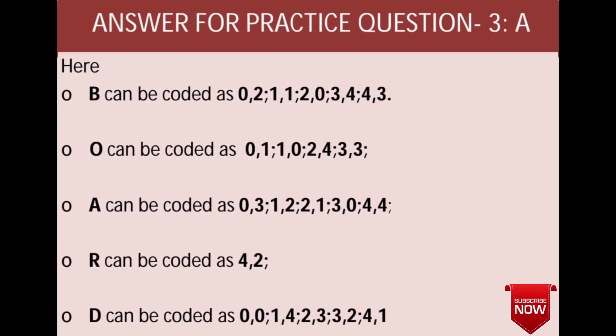Coming to the answer for practice question 3, here B can be coded in 5 different forms, O can be coded in 5 different forms, I can be coded in 5 different forms, R can be coded in 1 form and D can be coded in 5 different forms. So you have to take any one common form which is there in the options.